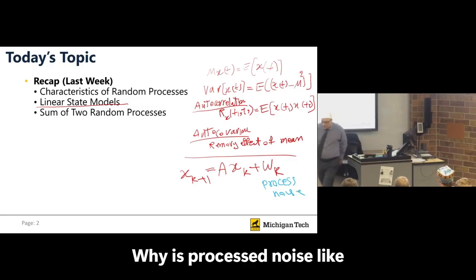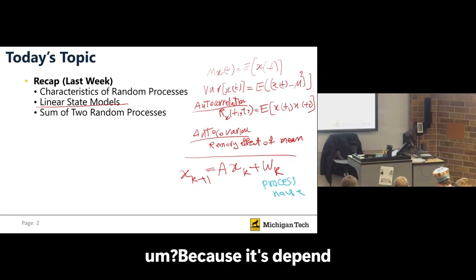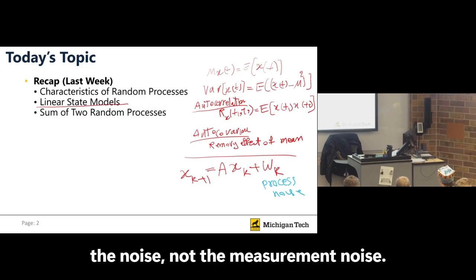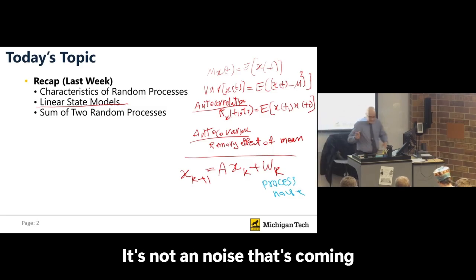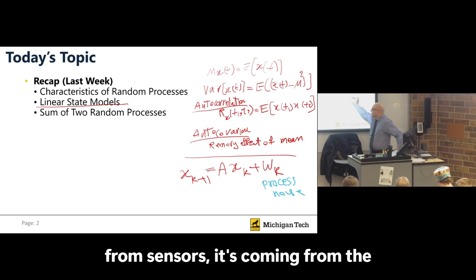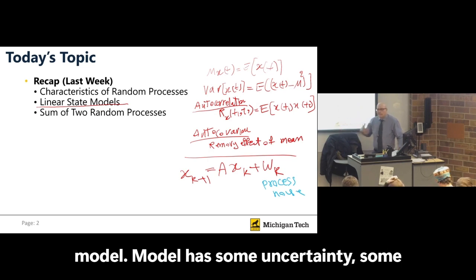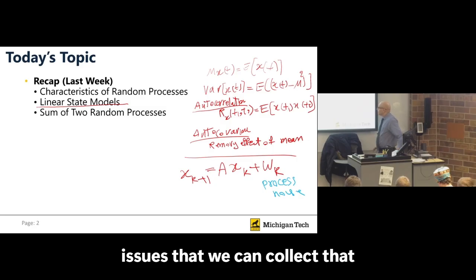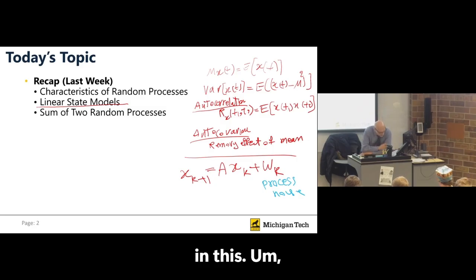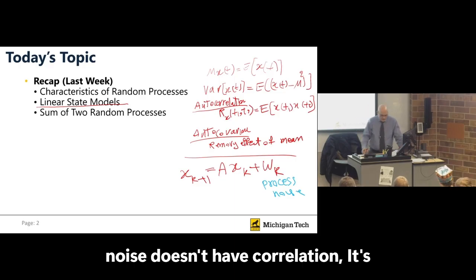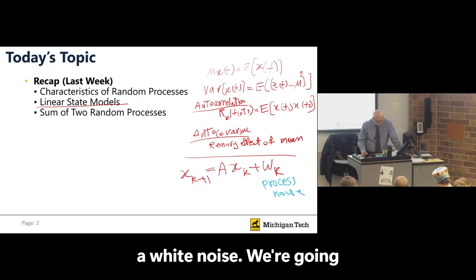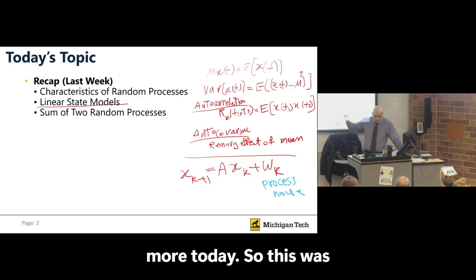Why is it process noise? Because it depends on the model. This is not a measurement noise. It's not a noise that is coming from sensors. It's coming from the model. Model has some uncertainty, some issues that we can collect in this noise. And most of the time, this noise is white noise. It doesn't have correlation. It's a white noise. We're going to talk about white noise more today. So this was also a random process.